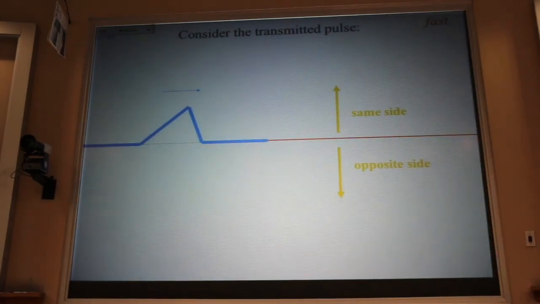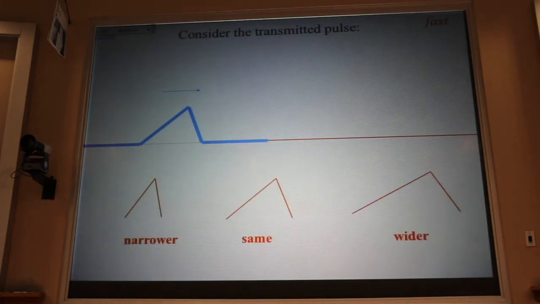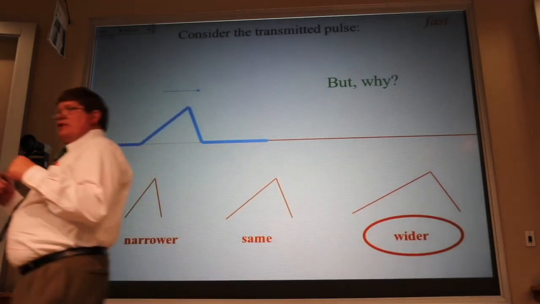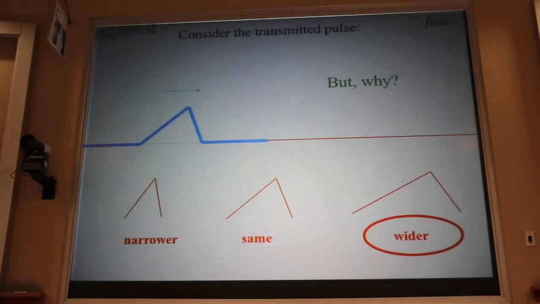Okay? Now, what about the width? Is it going to be the same width as the original pulse, or wider or narrower? Wider. Okay? The question is, why? Now, the second page of that tutorial dealt with the why. You represented a pulse by two pulses. One pulse that was at the beginning of the original pulse, one that was at the end. And you figured out why it had to stretch.